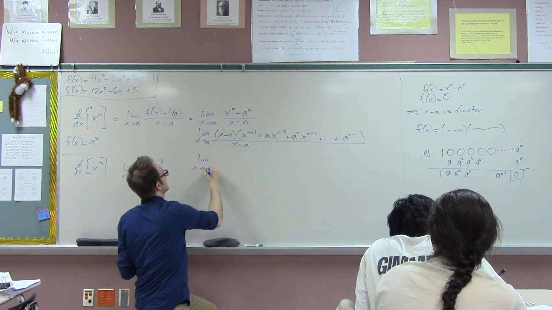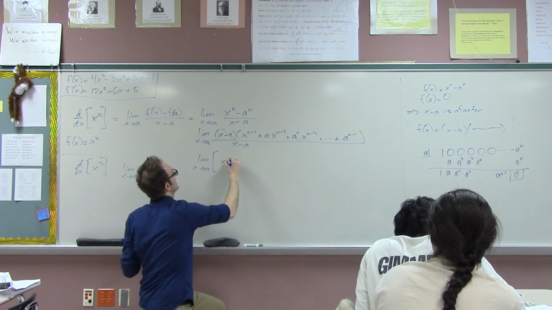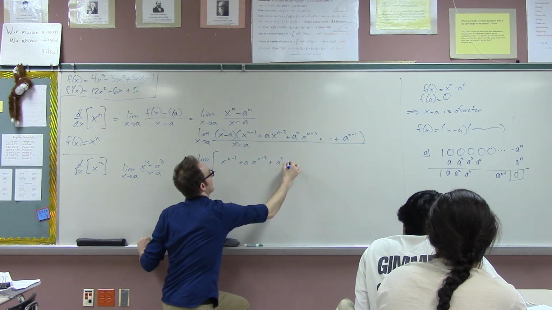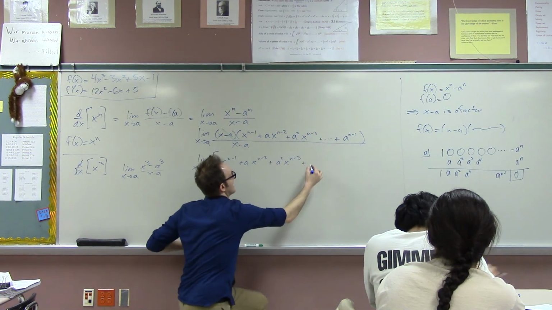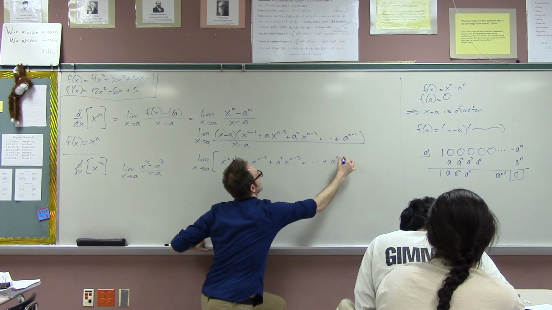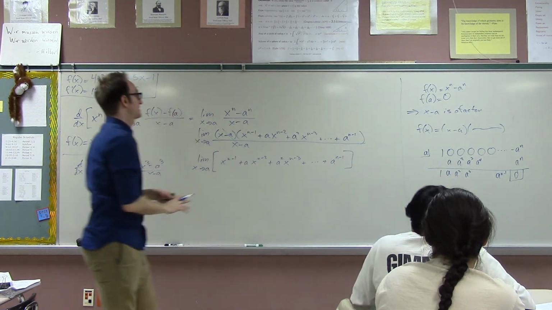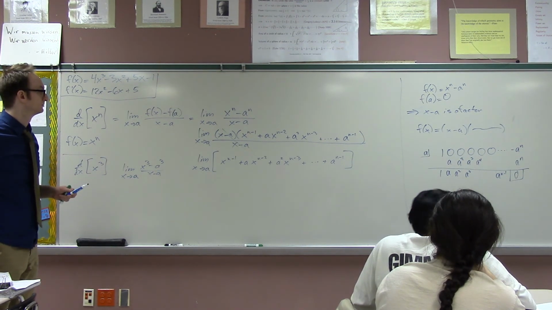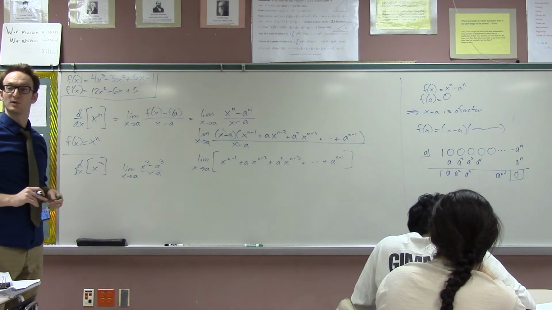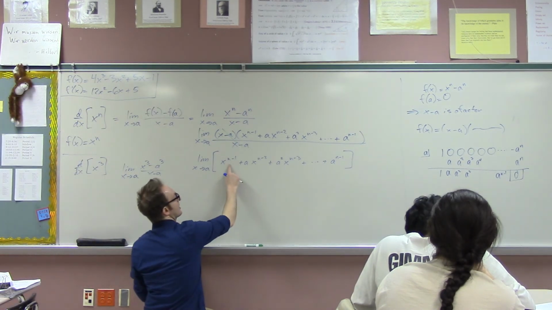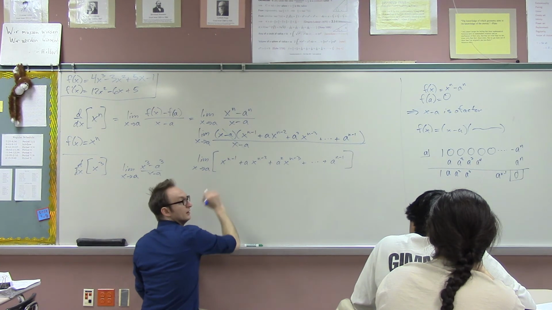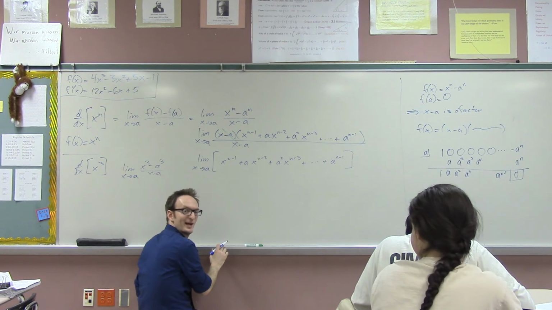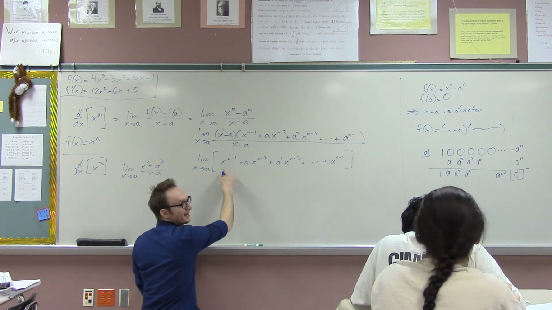So this is the limit as x goes to a of x to the n minus 1 plus a times x to the n minus 2 plus a squared x to the n minus 3 plus dot dot dot all the way over to the constant term. Okay, but what is this limit? Just plug a in and see what happens. If I plug a in here, what do I get? Wait, are you guys following this? Okay, just pretend you are.